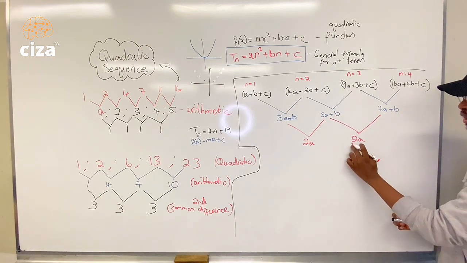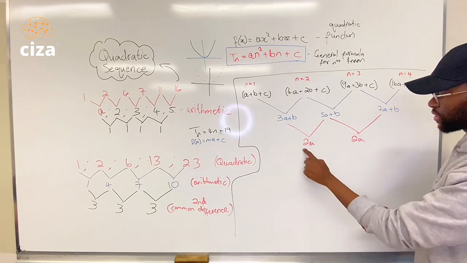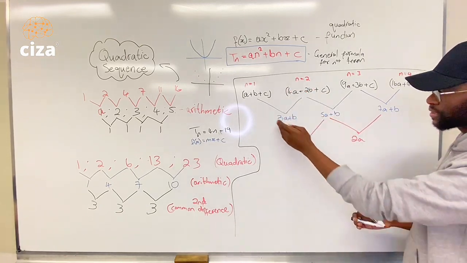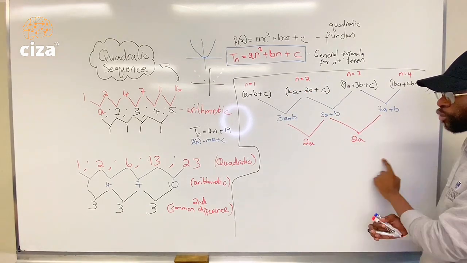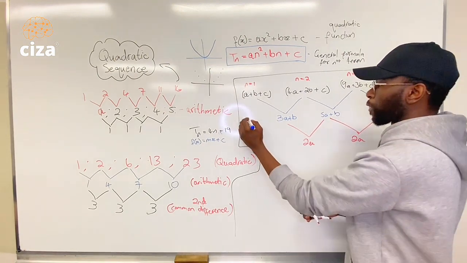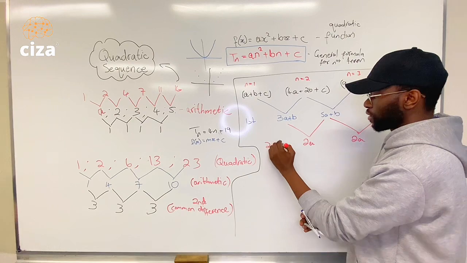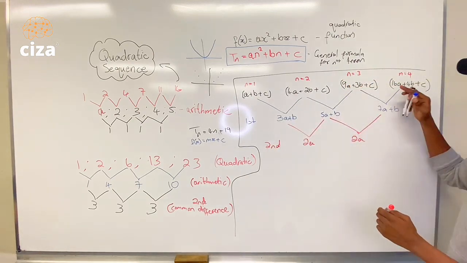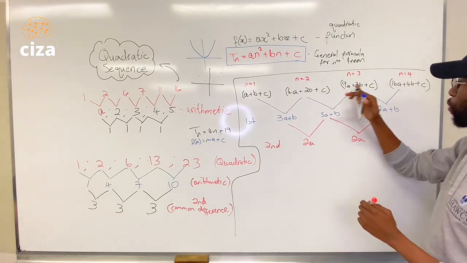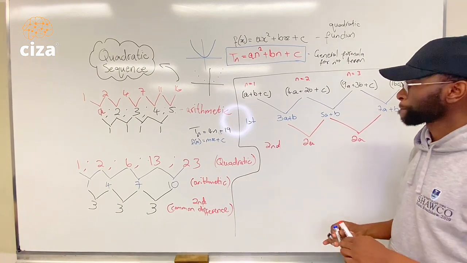b minus b is 2a. So we can see that these are equal. So the second difference is common. So therefore we know that this is a quadratic. This sequence in black is a quadratic sequence.